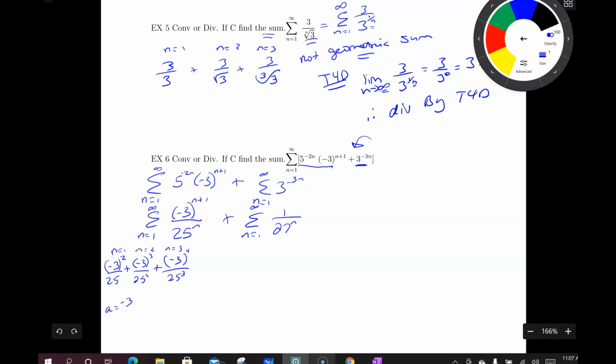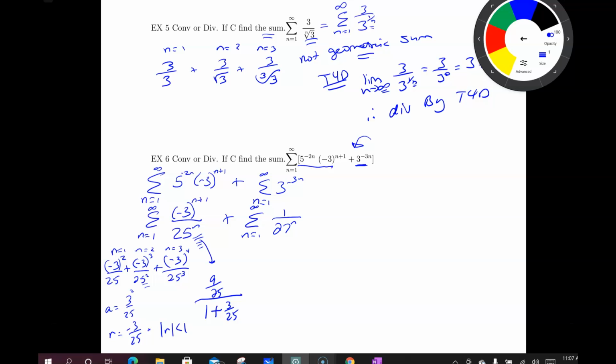So my a is negative 3 over 25 times negative 3, which is 9, or I'll just leave it as 3 squared, because taking negative 3 and squaring it gives my a. My r is going to be negative 3 over 25. The absolute value of r is less than 1, so this converges. So the sum from here will be a, 9 over 25, over 1 minus my r. So that's going to turn into a positive sign. So that's the sum from this one, right?